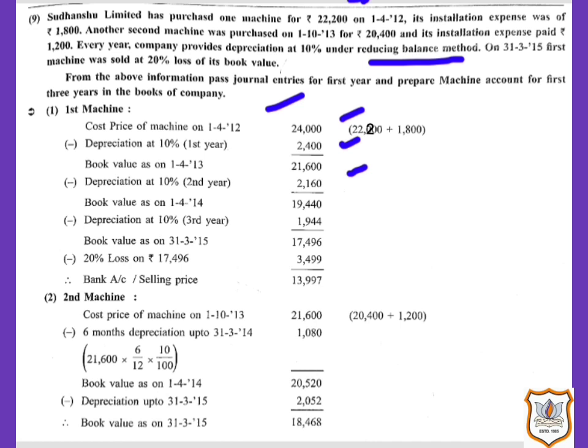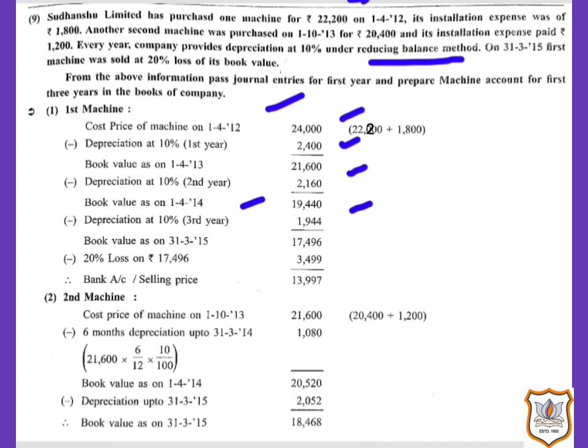Now, for the second year, we will calculate depreciation on the opening balance, that is 21,600. So here 10% of 21,600 is 2,160, as this is the reducing balance method. So if we deduct this, we will get 19,440. That is the book value as on 1st April 2014, or we can say that it is the closing balance at the end of the second year or the opening balance of the third year.